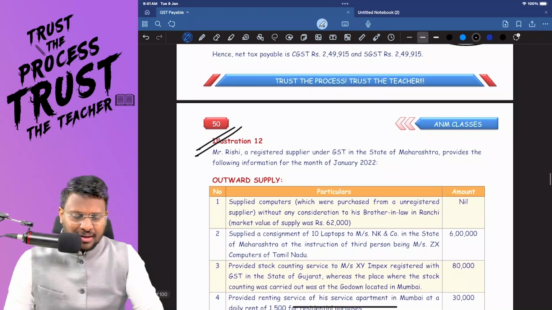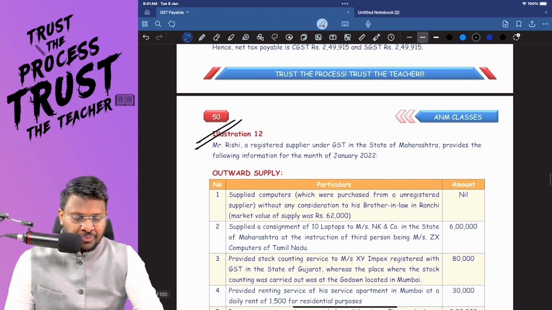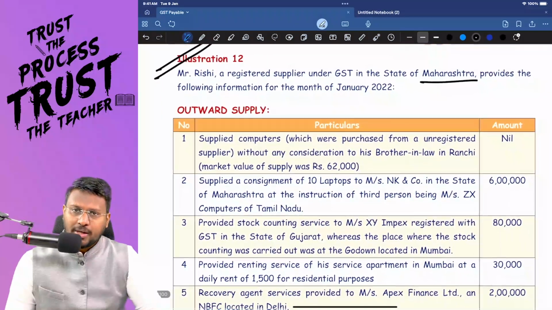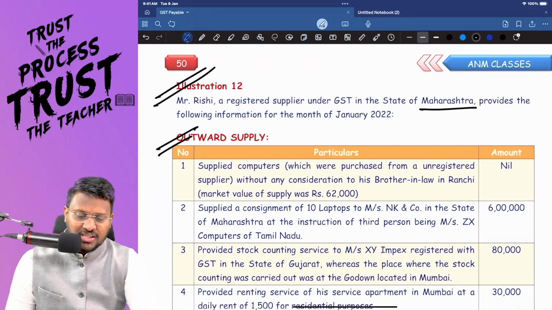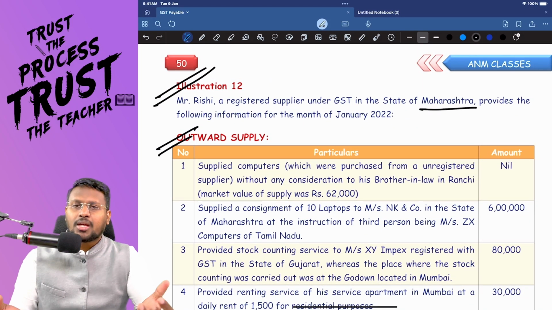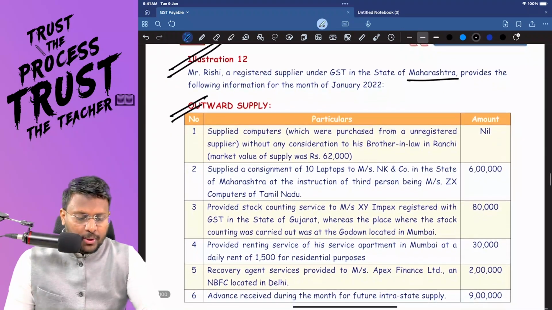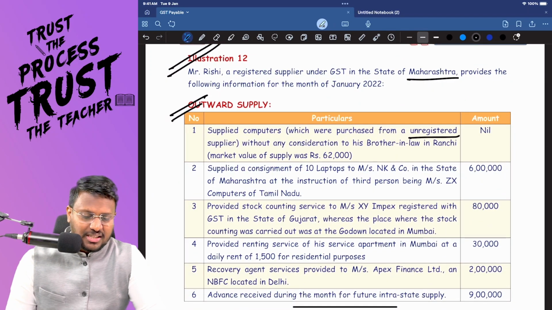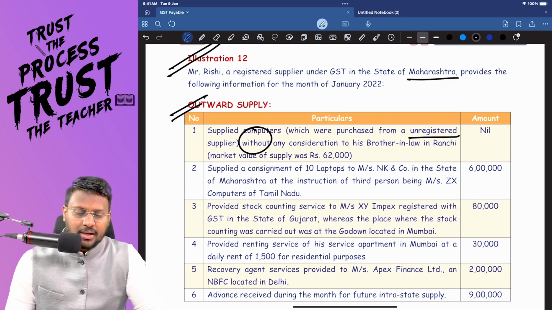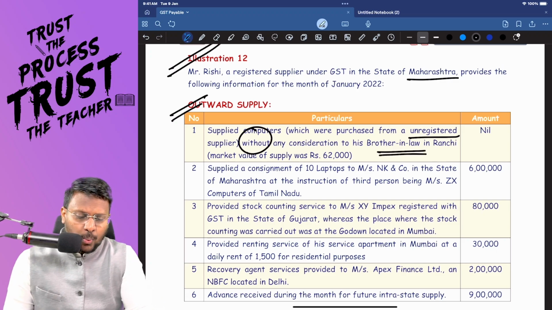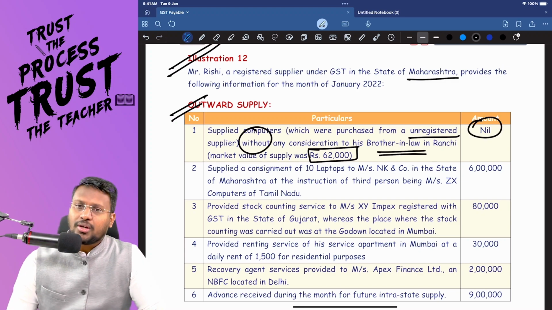Mr. Rishi, a registered supplier under GST in the state of Maharashtra, provides the following information for the month of January 2022. These are the outward supplies. They themselves made a table. Supplied computer, which was purchased from an unregistered supplier, without any consideration to his brother-in-law in Ranchi. Market value of the supply was 62,000. Since there is no consideration, they have put it as nil.